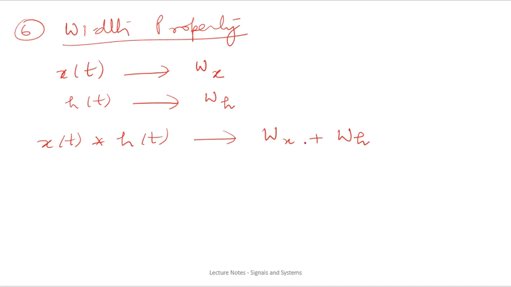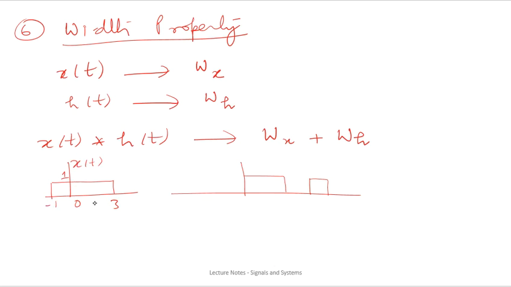So we can also see a problem based on this. Let's suppose these are two signals. This is x(t), amplitude is 1, from -1 to 3. So 1, 2 and 3 we can write like this. Similarly, in this second one, this is 1, this is 2, 3, 4. So this is h(t) and this is x(t).